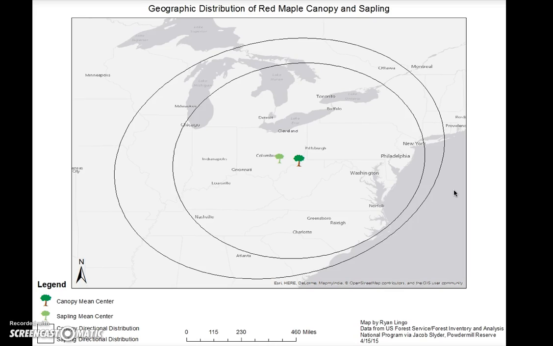So the red maple canopy and saplings, still nothing. The mean centers look like they're telling us something, but we can't be sure because our directional distribution doesn't show us anything. It just shows us two circles overlapping and not really any kind of movement.